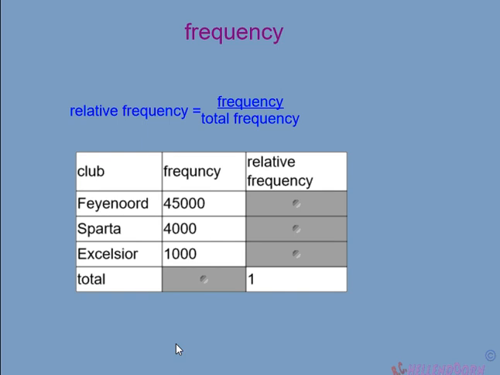That's the frequency. And if you have to calculate the total frequency, you just add them all up, and that is 50,000. Now the relative frequency, you calculate that by frequency, 45,000, divided by 50,000. You put it in your calculator, and the answer is 0.9. For Sparta you do the same, 4,000 divided by total frequency 50,000. And with Excelsior you do the same. If you add them, that's 1, and that means 100%, because that's everything.